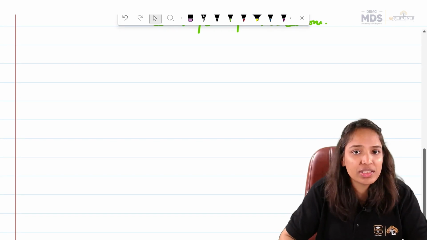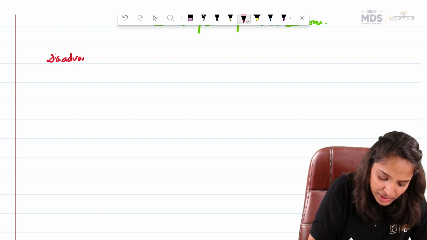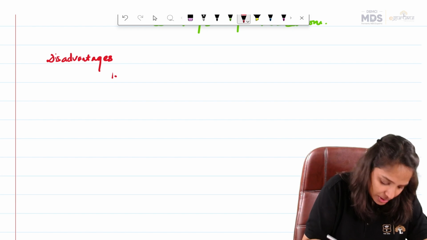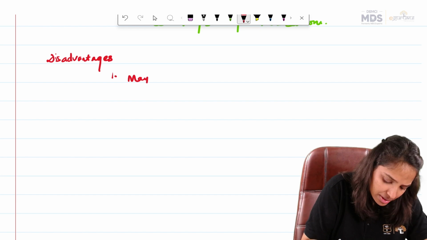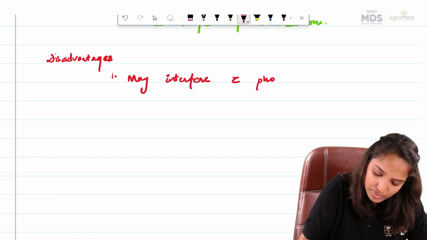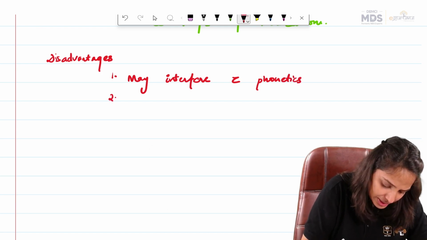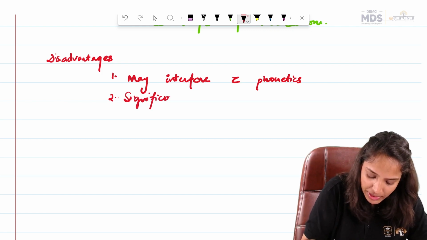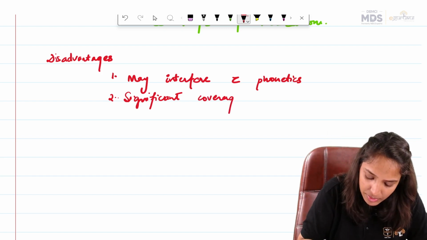But with advantages, there are always some disadvantages as well. So let us look at the disadvantages of AP strap. The first disadvantage is that although the metal will be thinner near the root area, it may interfere with phonetics. And it still has significant coverage of the palate in comparison to a single bar or a strap.